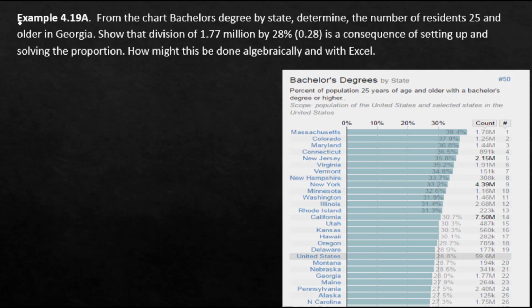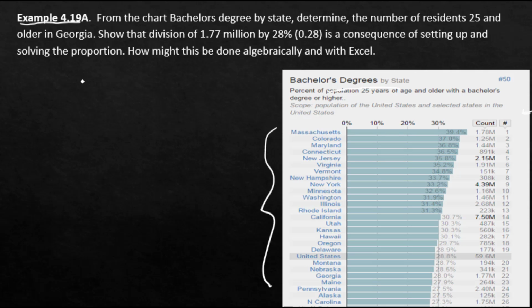Okay, so this is our final example, 4.19a. And this is from the book. And this is different states and the percentage of people with bachelor's degrees in that state, and then the number of bachelor degrees in that state, which is there. So what we're going to find is the number of residents 25 and older in Georgia, because this is just tracking the number of residents 25 and older, okay? It says right here, population 25 years and older.